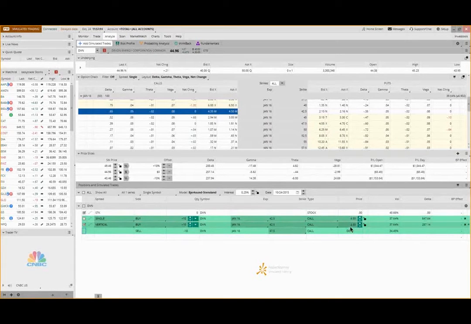But the real key here is look at the theta. The theta on this spread is only a negative 0.44. So I've reduced it from a negative 16.43 to a negative 0.44. I've almost eliminated that theta. So now, should this underlying go sideways for a period of time, I'm really not losing any money while I'm waiting for it to make its move. Okay, that's a real key for this type of position.